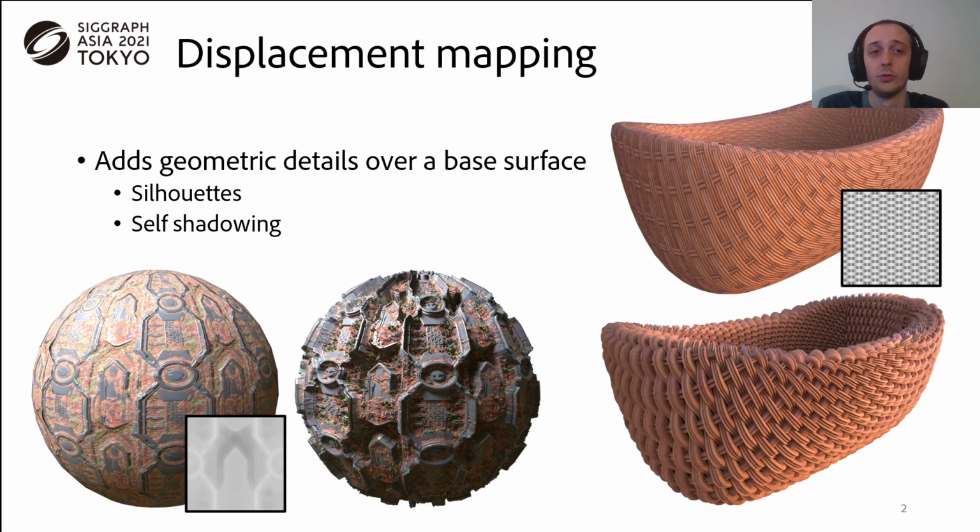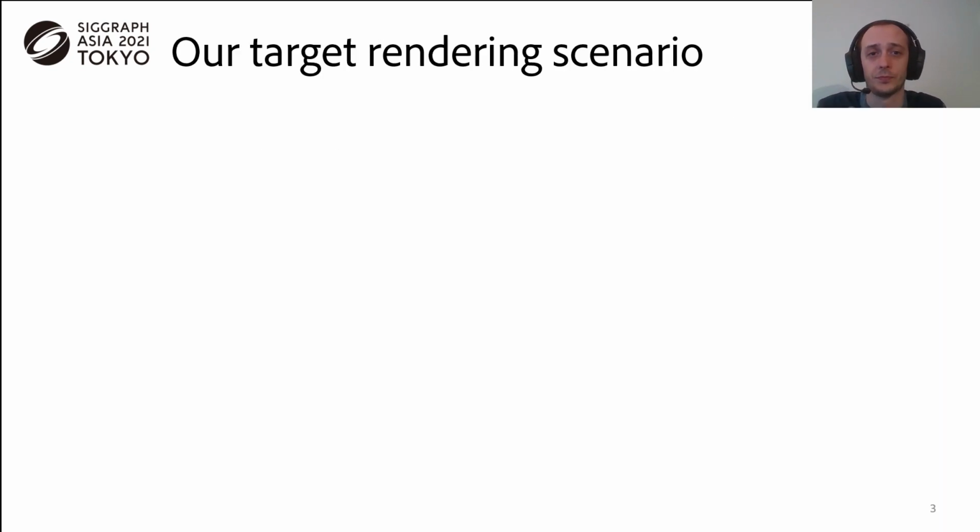Displacement mapping is a powerful tool for adding geometric details over a base surface by applying an offset, called displacement, along the normal. As you can see with these renderings, with and without displacement mapping has a great impact on the final appearance, especially regarding silhouettes and self-shadowing.